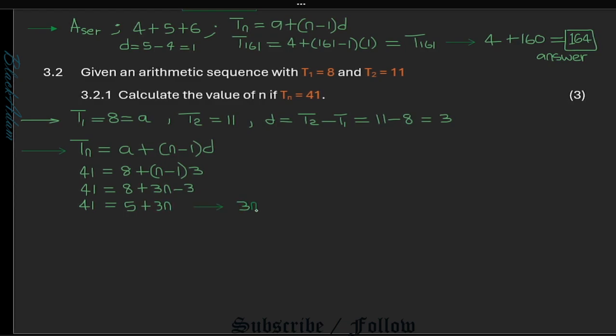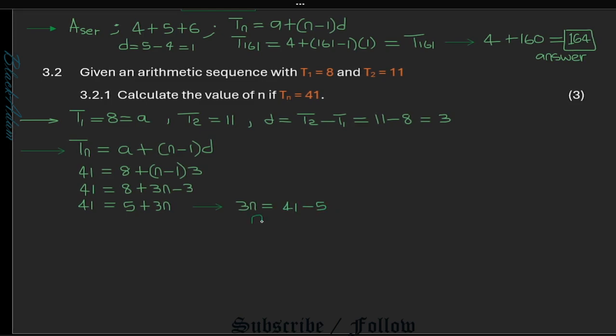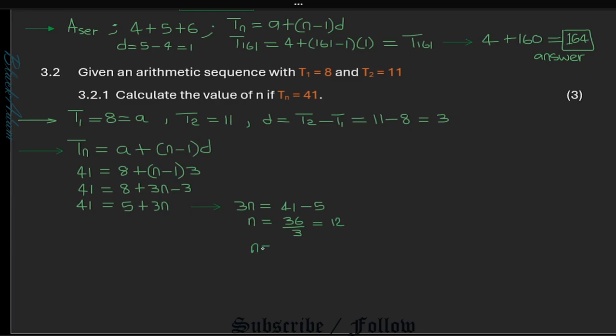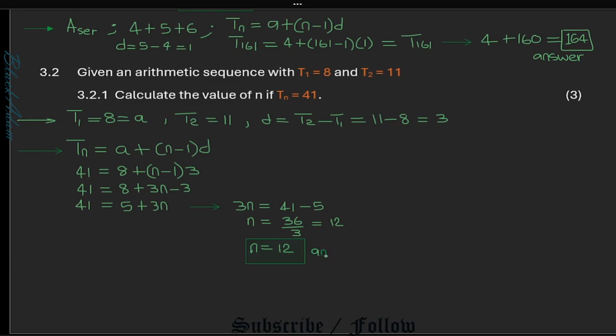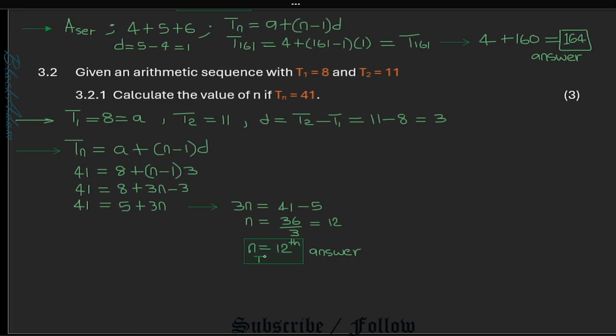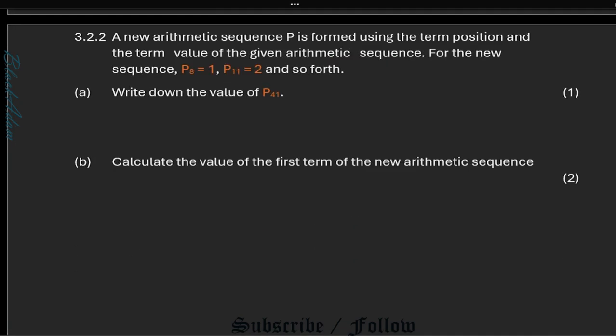So solving for 3n is going to be 41 minus 5, and then n is going to be, 41 minus 5 is going to be 36. So n is 36 divided by 3, that is 12. So n is 12. So that's our answer for 3.2. And then we move on to the next question. Okay, so the n is the 12th term of the arithmetic sequence.